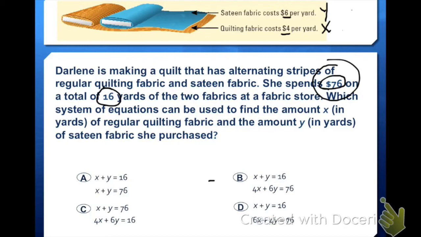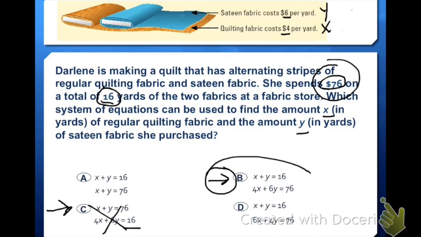So I can see that in B I have 4x plus 6y, and in C I have 4x plus 6y. Only this one equals 16, not 76, so C can't be right. So I'm leaning towards B being my answer based on my first equation. My second equation should be quantity, so I want the amount of regular plus the amount of satin to equal my 16. And look, if I look at B, it does say x plus y equals 16. So therefore, that would be the appropriate system of equations for this one.